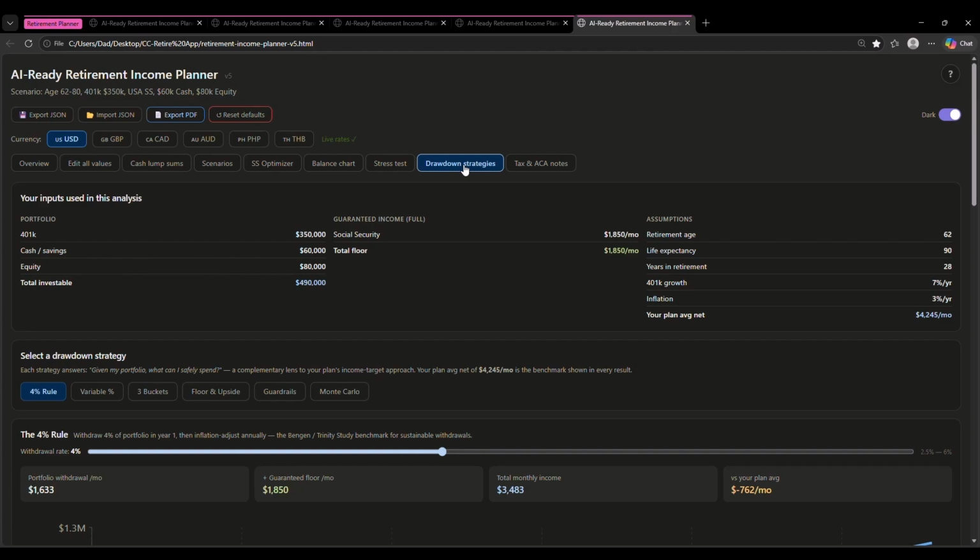This comes from the Trinity study and William Bengen's research in the 1990s. If you withdraw 4% of your portfolio in year 1 and then inflation adjusts that dollar amount every year regardless of market performance, historical data shows your portfolio survives 30-year retirements around 95% of the time.